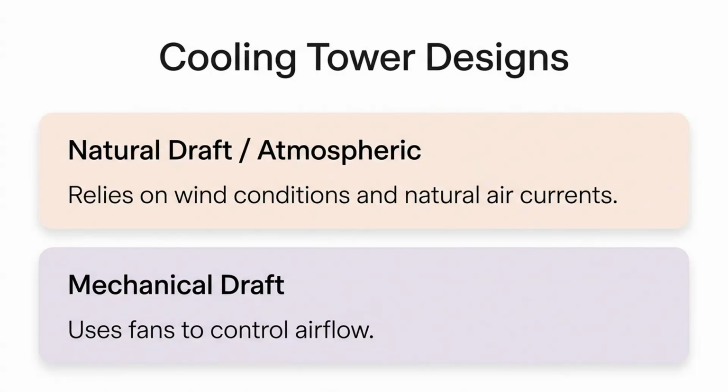How does the air get through the tower? Well, natural draft towers rely entirely on wind and natural air currents. They are simple but depend heavily on the weather. Mechanical draft towers, on the other hand, use fans to guarantee consistent airflow.